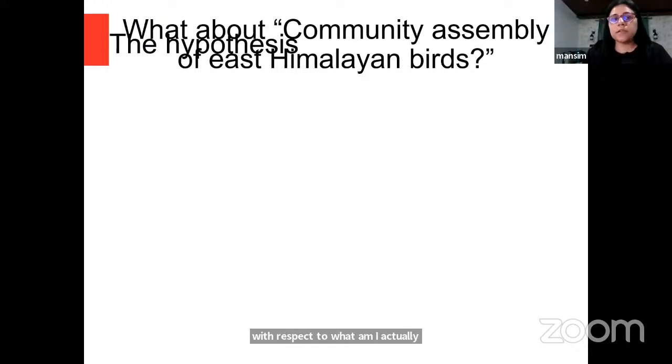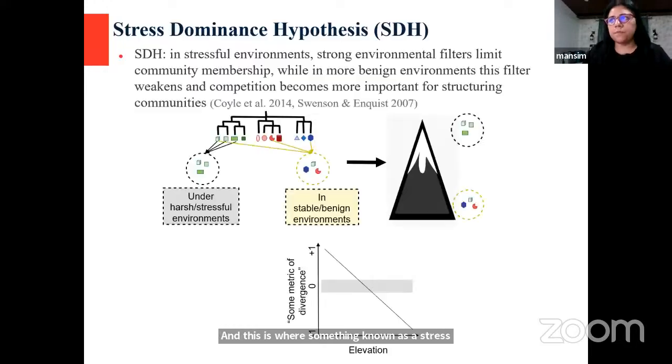And this is where something known as the stress dominance hypothesis comes into the picture. So in ecology, there are several of these hypotheses, and I chose this specific one, known as the stress dominance hypothesis, which concerns itself with how community assembly processes change along elevational or any other environmental gradient. So very relevant for the study that I was interested in.